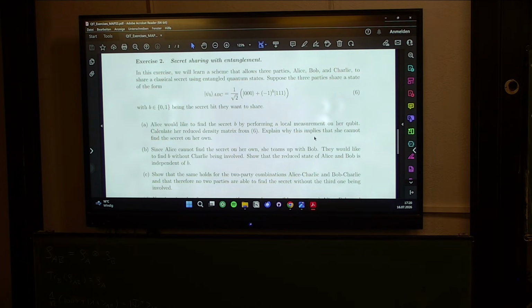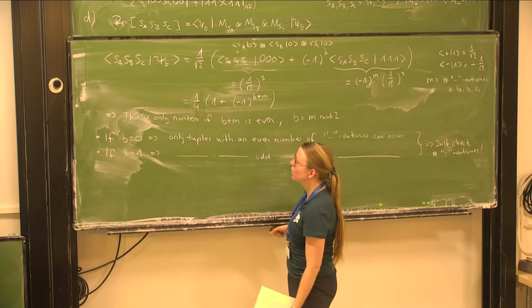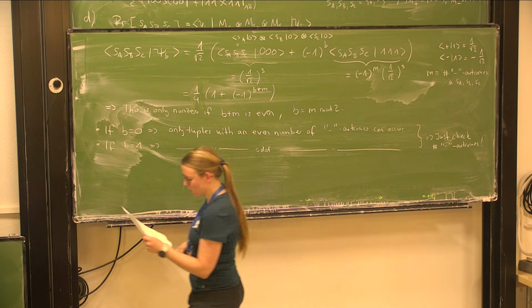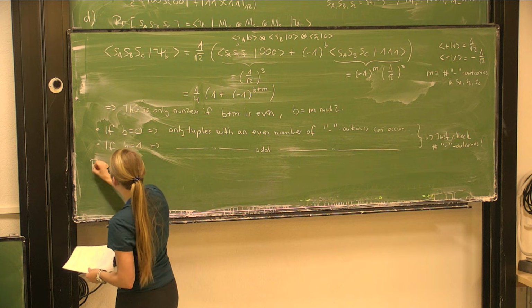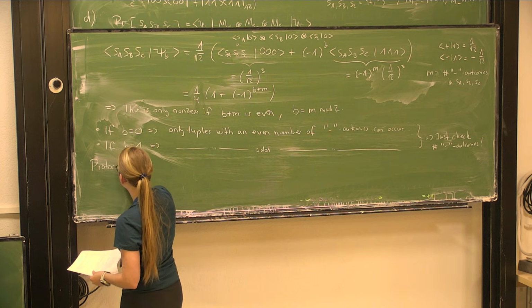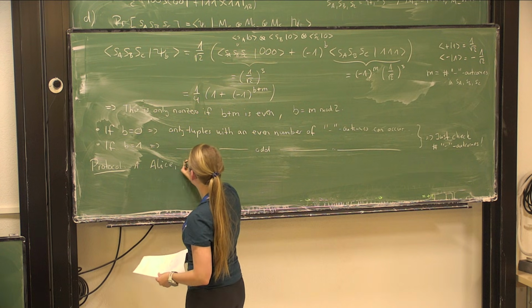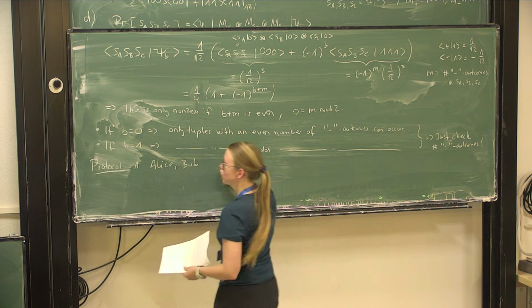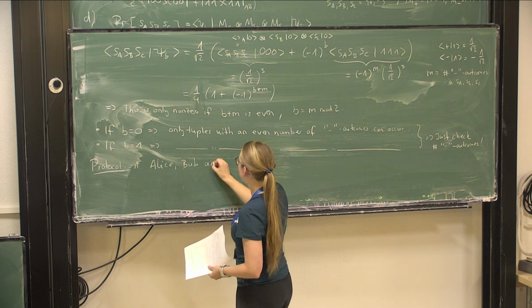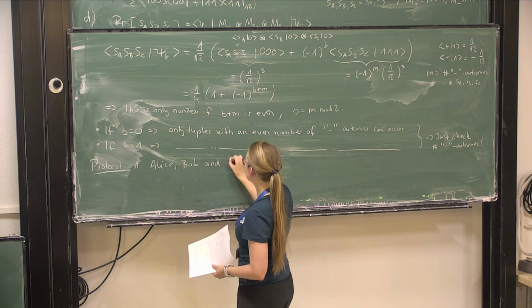Okay. Yes, so we see a protocol that then achieves our goal. Alice, Bob, and Charlie measure the respective qubit in the Hadamard basis.